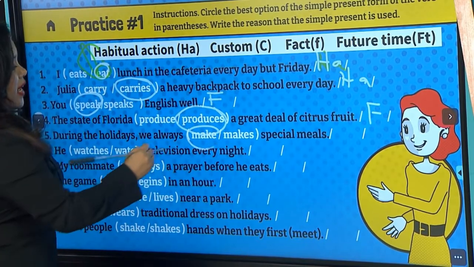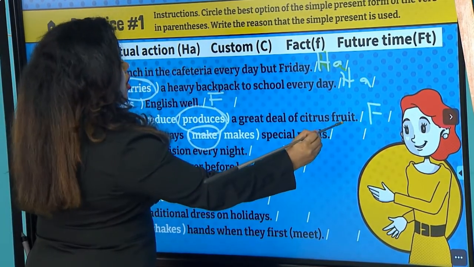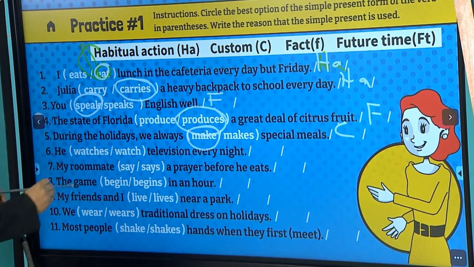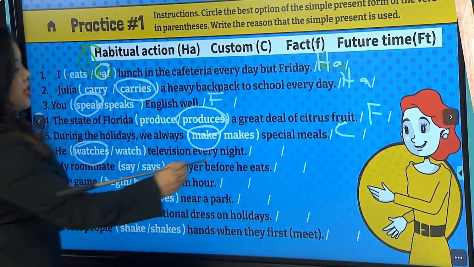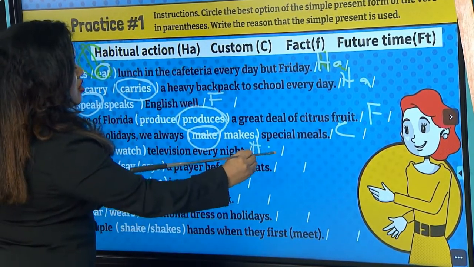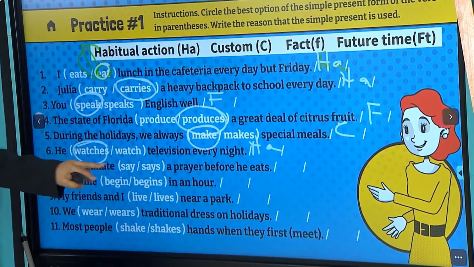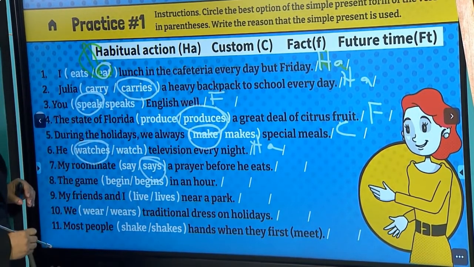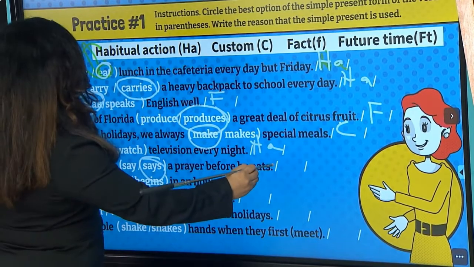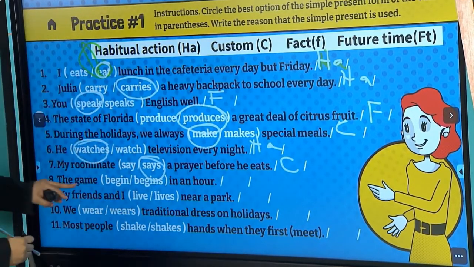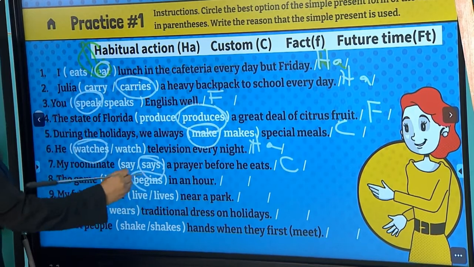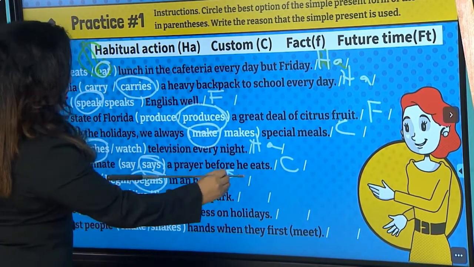We always make. Very good. This is a custom. And here, he watches television every night. Very good. And this is a habitual action. My roommate says a prayer before he eats. Very good. So this is a custom. The game begins in an hour, and this is a future time.